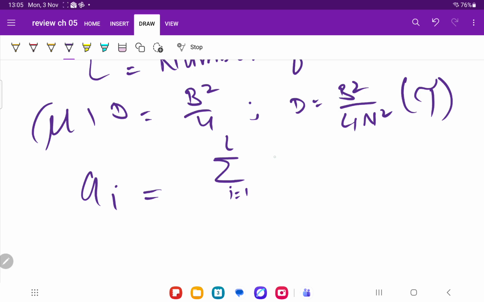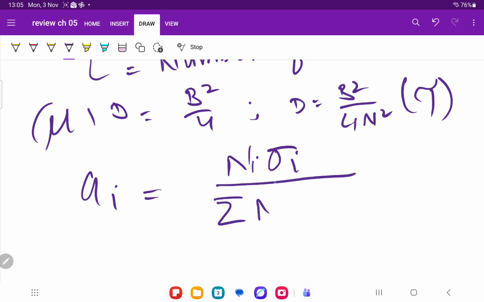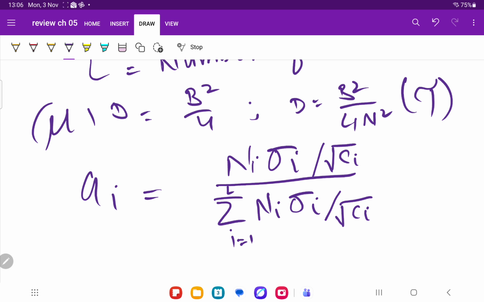What is the formula? ai is Ni sigma i divided by the summation of Ni sigma i, i going from 1 up to L, isn't it? So that is the formula of ai.